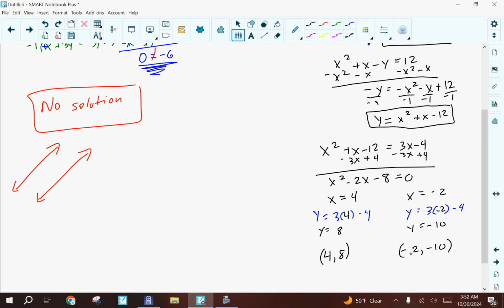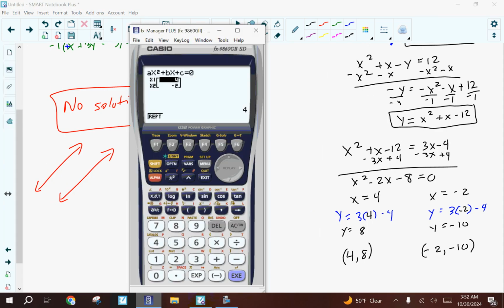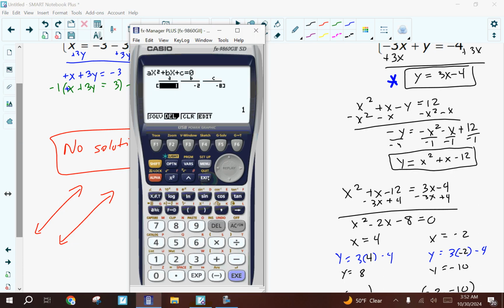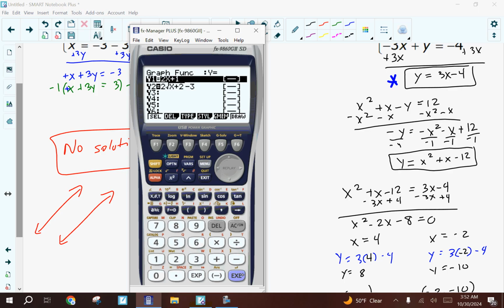And if you want, you can also check in the calculator because these both say y equals, so we can put those into the graphs to verify. Just do that real quick. Hopefully I didn't make a mistake. So 3x minus 4. The second one is x squared plus x minus 12.